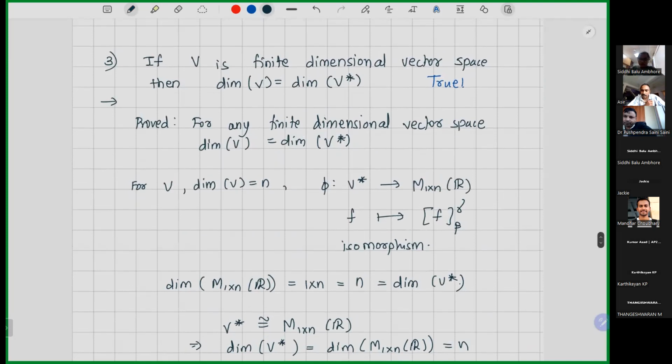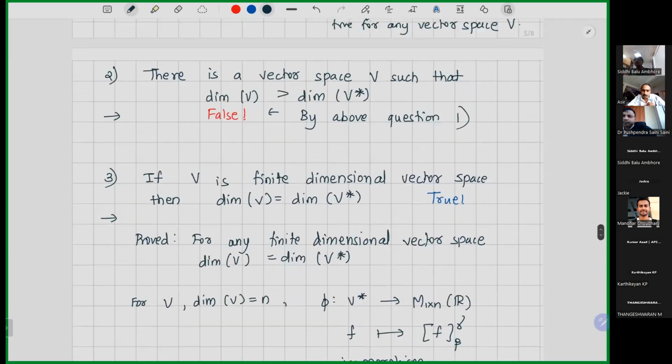Can I tell that for an infinite dimensional vector space, the dimension of V is less than the dimension of V star? Not less, we can say less than or equal.